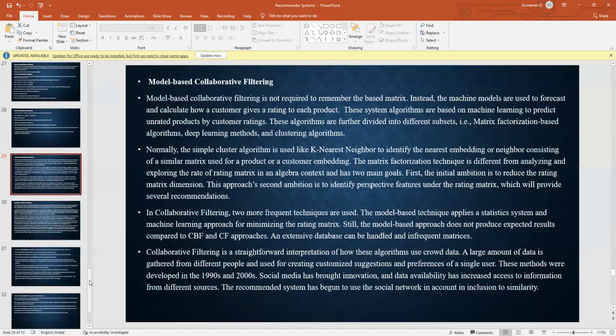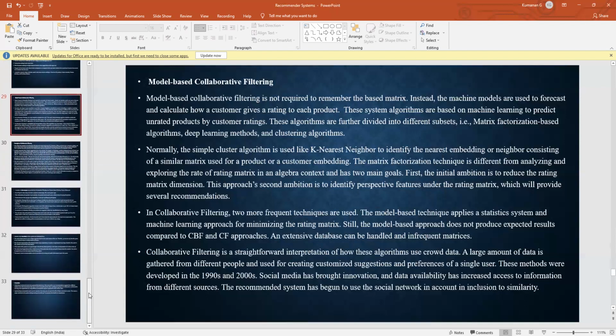Collaborative filtering is a straightforward interpretation of how these algorithms use crowd data. A large amount of data is gathered from different people and users for creating customized suggestions and preferences for a single user. These methods were developed in the 1990s and 2000s. Social media has brought innovation and data availability has increased access to information from different sources. The recommender system has begun to use social networking, accounting, inclusion to similarity.